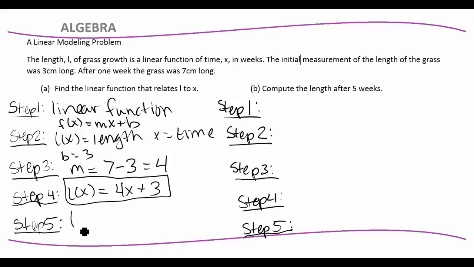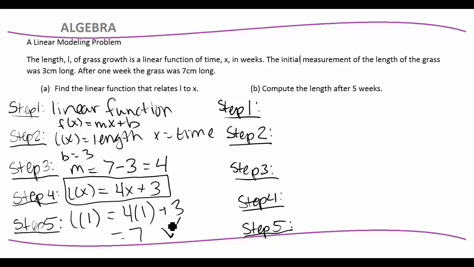Let's plug in our x as 1 week. And that's where we should get 7 centimeters long after 1 week. So we plug in 1, we get 4 times 1 plus 3, that equals 7, so this does work.